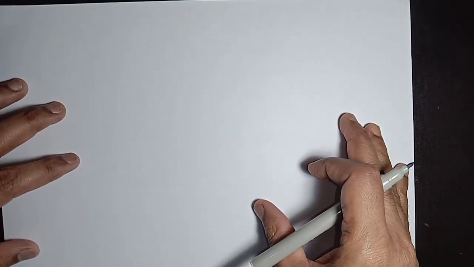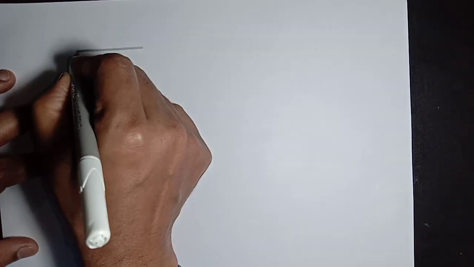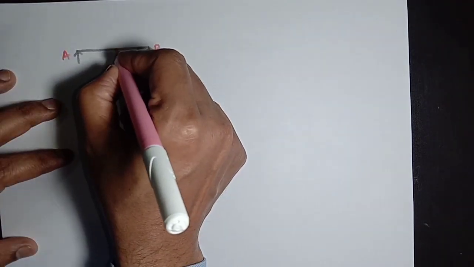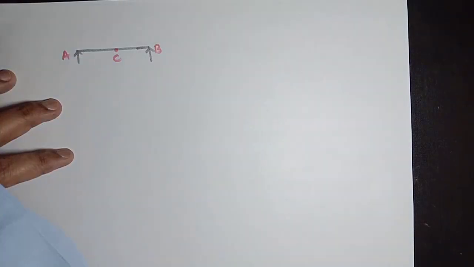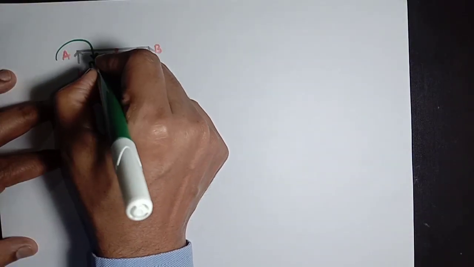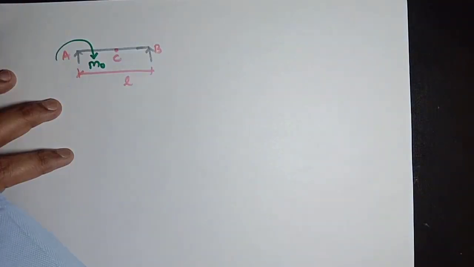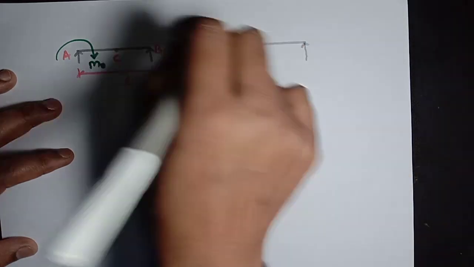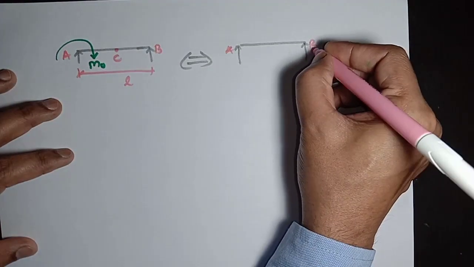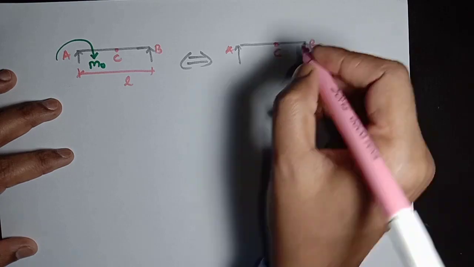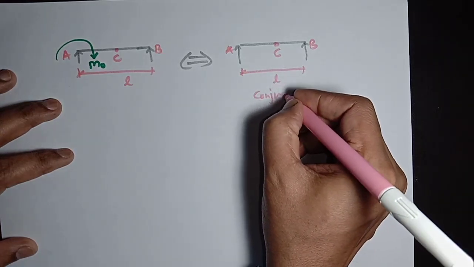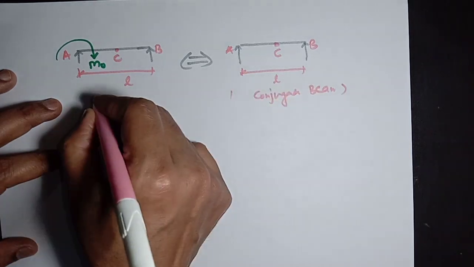Our real beam is here. This is the real beam, this support is A, this support is B, and there is a point C, and the length of this beam is L. It is subjected to a concentrated moment of M0 in the clockwise direction, and the respective conjugate beam will be of the same nature. Here is support A, here is support B, and there is point C at the center of this beam, length of this beam L, and this is the conjugate beam, this is the real beam.